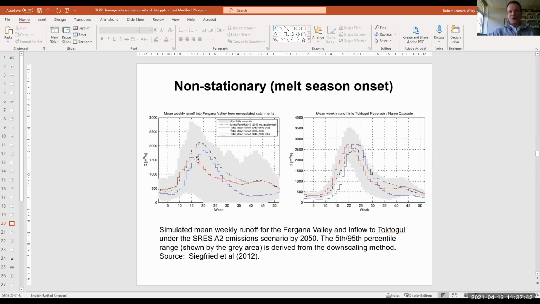And here we also see that the timing of the peak melt has moved forward and is going to continue to move forward. So the peak runoff period is now in this particular part of Tajikistan a month or so earlier than it was a few decades ago, because the temperatures are higher and the melt season is beginning earlier. And so there's been a non-stationary response evidenced by the timing of the onset of the melt season. So again, it's all internally consistent patterns of change. So that builds our confidence in what's going on.